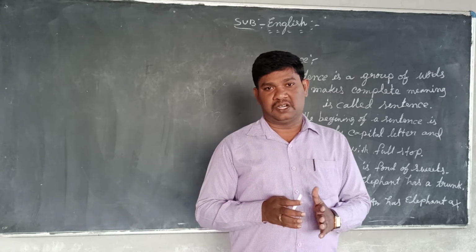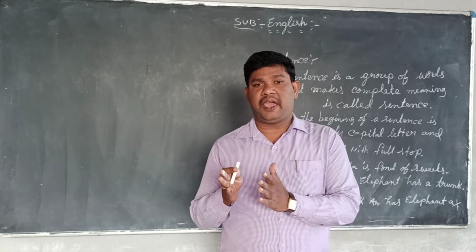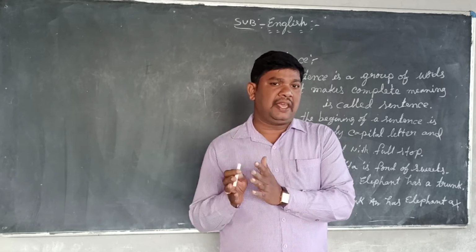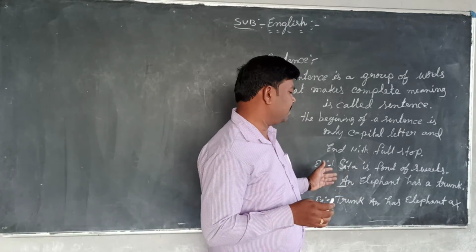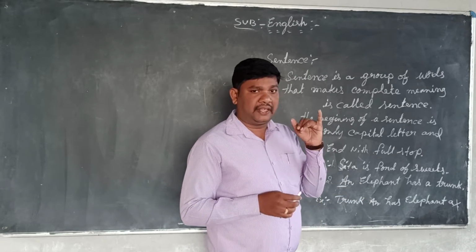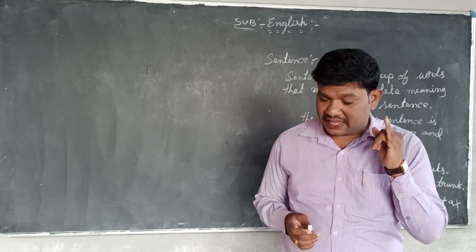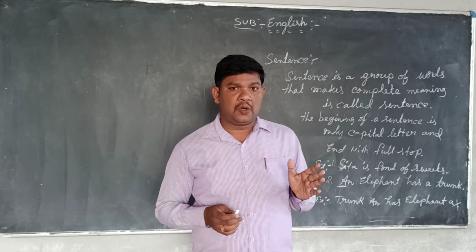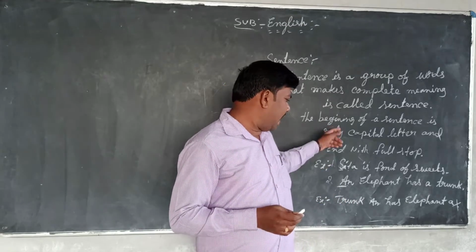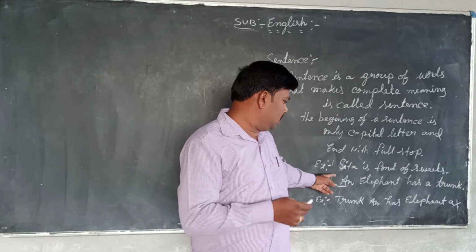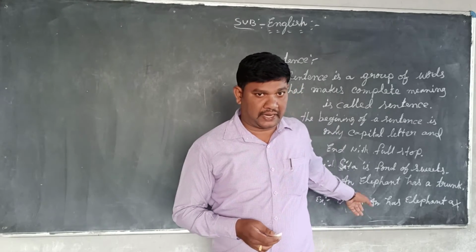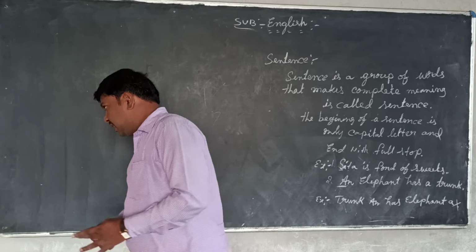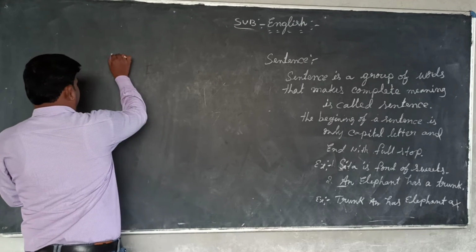Then you understand what is the meaning of sentence? A group of words that conveys correct meaning is called a sentence. And another point is every sentence begins with a capital letter and also ends with a full stop, then only we call it a sentence. Students, you note the two sentences and the definition also. Now I am going to tell you the kinds of sentences.